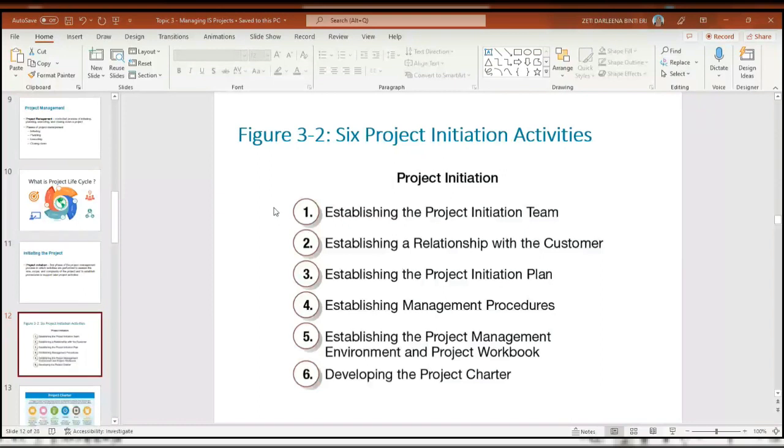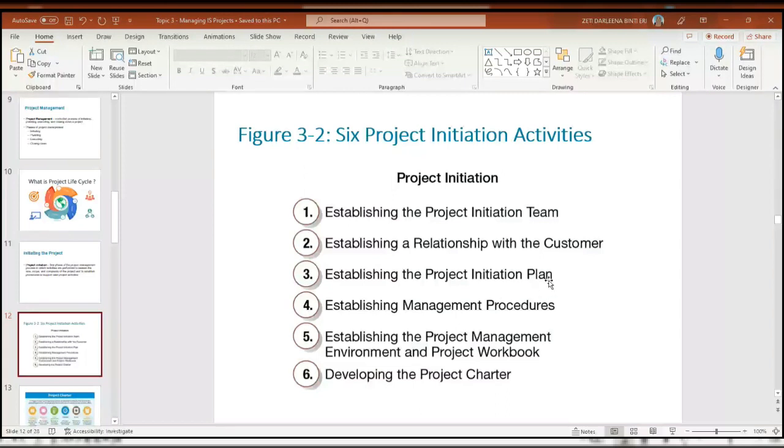So you have to establish the project initiation team because they're going to contribute on the team and the project, and then establishing a relationship with the customer, establishing the relationship with the client of the project. The clients, or call it the customer. Establishing the project initiation plan. So they have to start gather up in a meeting form or workshop form to draw or to list down the plan. And this must be done at the early stage.